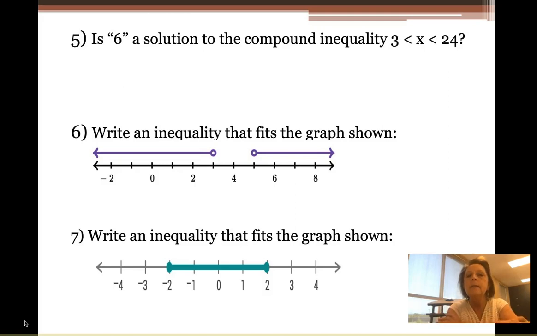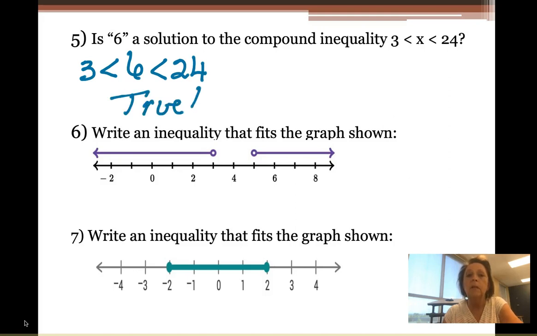Now, is 6, the number 6, a solution to the compound inequality 3 is less than x is less than 24? Well, how you do this is you just replace the x with your number. So I'm going to say 3 is less than 6, 6 is less than 24. Is that a true statement? It is. It's true. So yes, 6 is a solution to this compound inequality. If that was not a true statement, then it would be no.